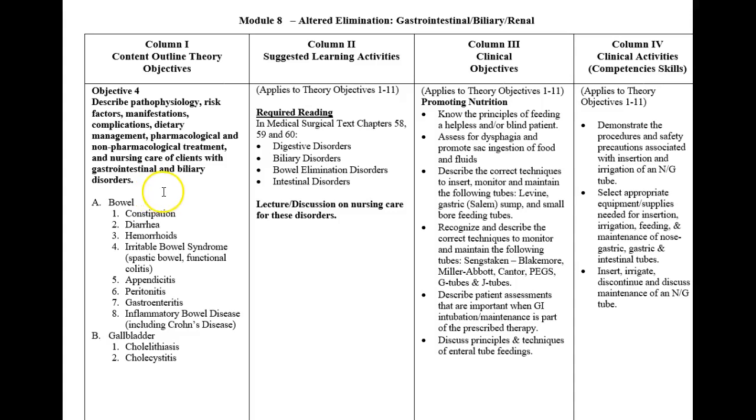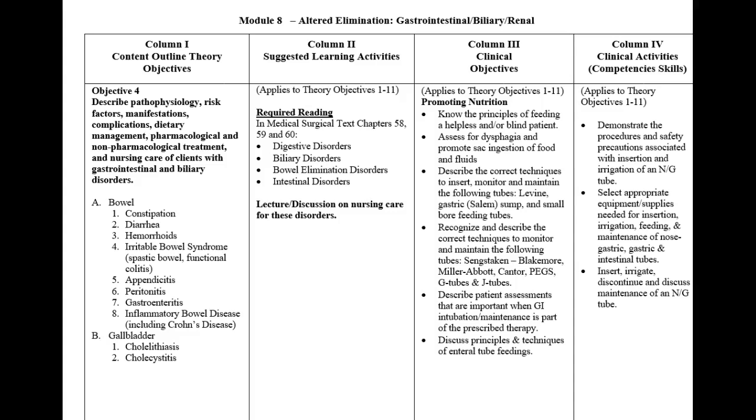So when we're dealing with the bowel, I want to make sure you go over constipation, diarrhea, hemorrhoids, irritable bowel, appendicitis, peritonitis, and gastroenteritis, and so forth. And also understand the lab values that go with these and understand what we do as nurses at the bedside. So we want to apply this knowledge to what we're actually doing to our patients.